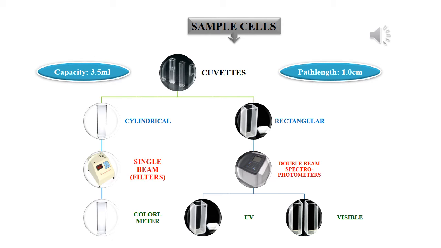Capacity of cuvette is normally 3.5 ml and path length 1 centimeter. It is important to note the path length, you have to note it down, since this path length is applicable for quantitative analysis, and to obey Beer-Lambert's law, we must use 1 centimeter path length cuvettes.